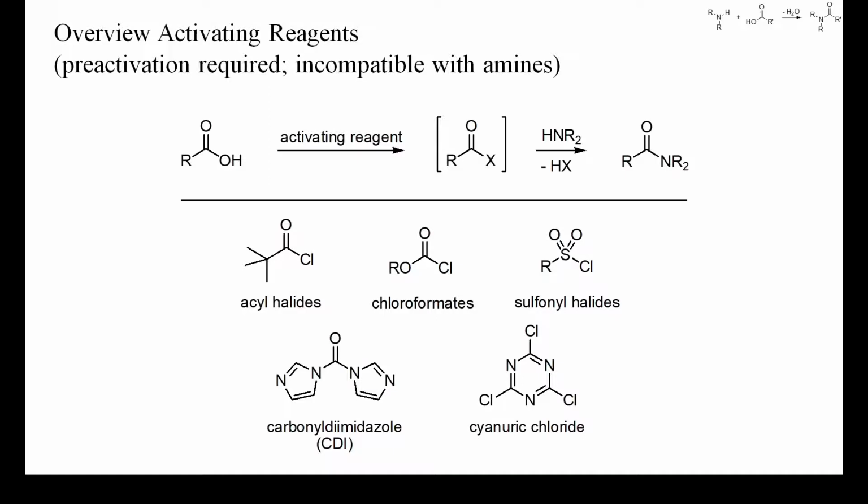Here's a selection of the most common activating reagents that are not compatible with amines. These can therefore only be used in a two-step sequence, where the acid is first activated and the amine is added afterwards. These include bulky acyl halides, such as pivaloyl chloride, that form mixed anhydrides with carboxylic acids, which mostly yield the expected amides upon reaction with amines. The steric bulk of the activating reagent prevents the formation of the wrong amide. Chloroformates and sulfonyl halides show a similar reactivity.